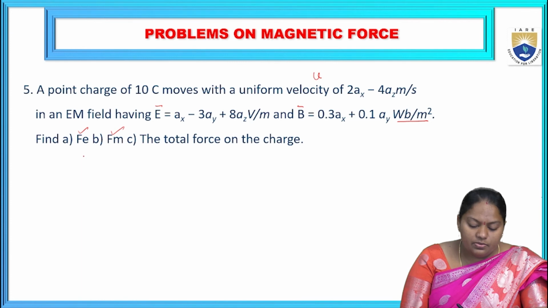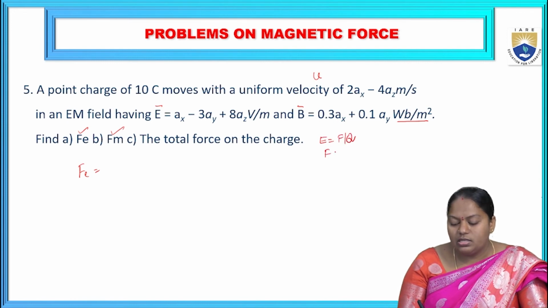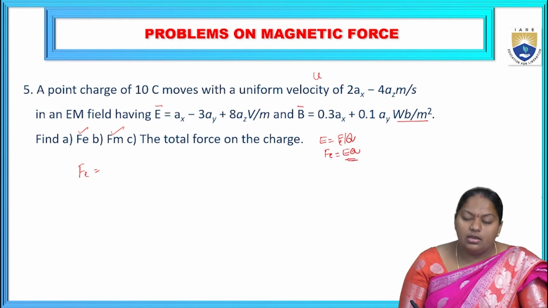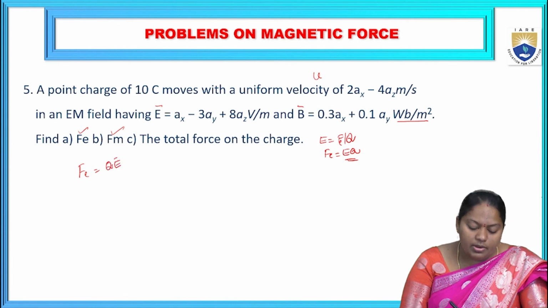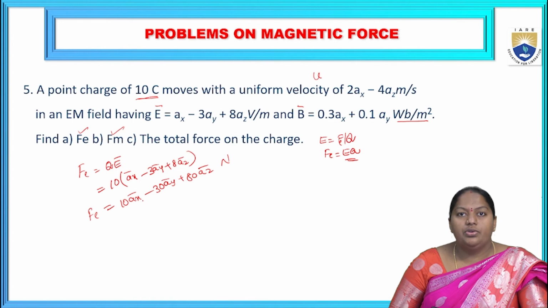Right? To find this, first Fe, the electric force. Generally the electric field intensity is given by force per unit charge. Then from this, electric force Fe is given by the electric field intensity multiplied with the charge Q. So Fe equals Q into E bar. Now the value of Q is given, that is 10 coulombs. 10 into E bar as Ax bar minus 3Ay bar plus 8Az bar, which is equal to 10ax minus 30ay plus 80az, and Fe is to be measured in terms of newtons.